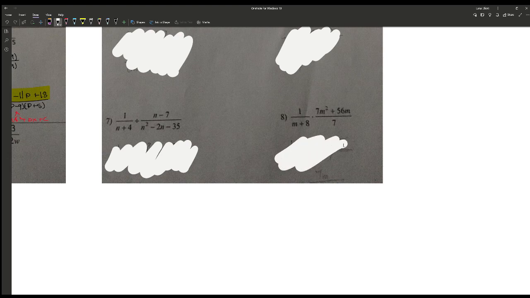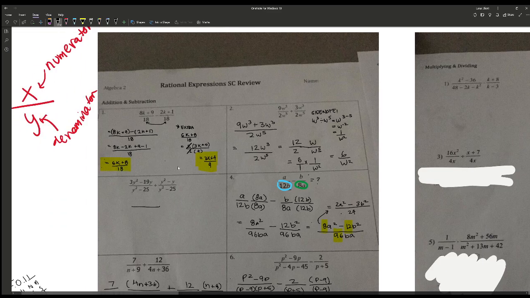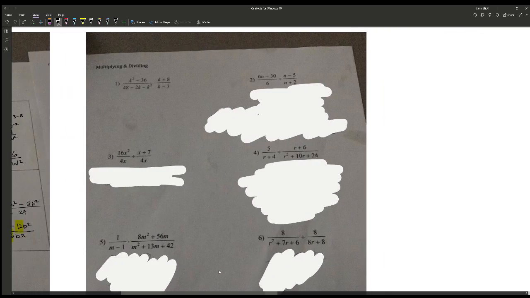Division and multiplication are by far the easiest because there is no need for a common denominator. You know how in the addition you had to find a common denominator, right? Like you needed to make the things on the bottom equal. Not anymore. This is literally just multiply it together.